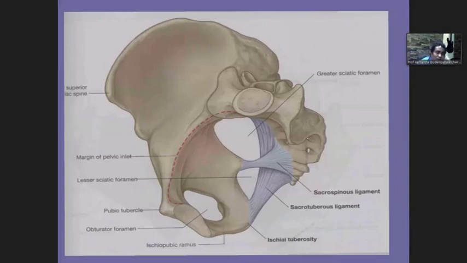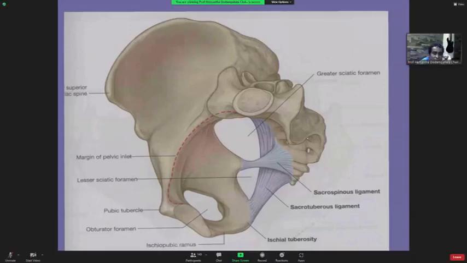But if you feel it, you know there is a problem with the inlet. So that is how you assess the inlet. And then the mid cavity is the sacrospinous ligament and sacrospinous process. And then you may appreciate this is the outlet.